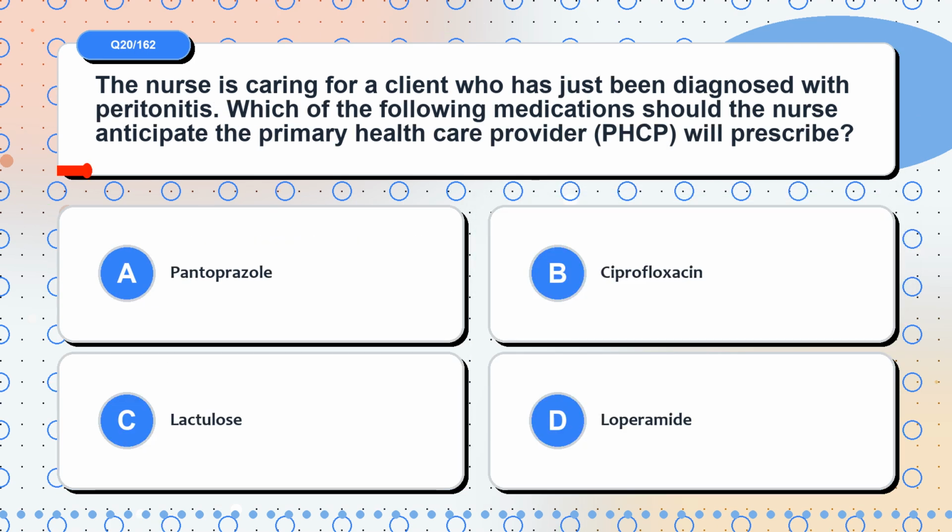Question 20. The nurse is caring for a client who has just been diagnosed with peritonitis. Which of the following medications should the nurse anticipate the primary health care provider PHCP will prescribe? Here are the options. Option A. Pantoprazole. Option B. Ciprofloxacin. Option C. Lactulose. Option D. Loperamide.